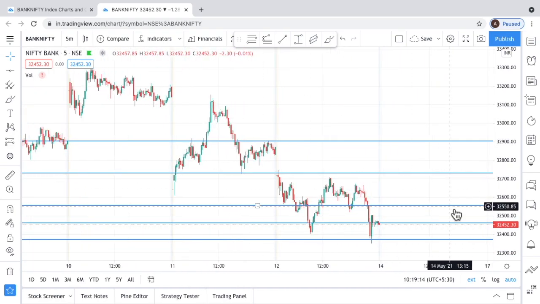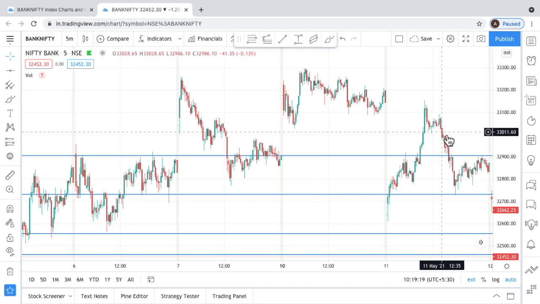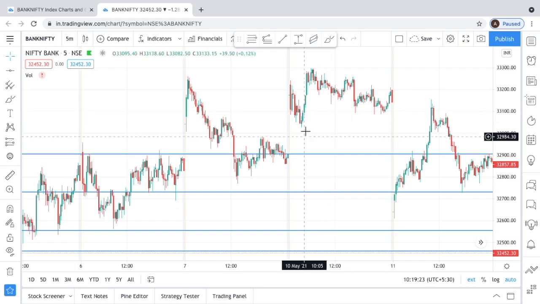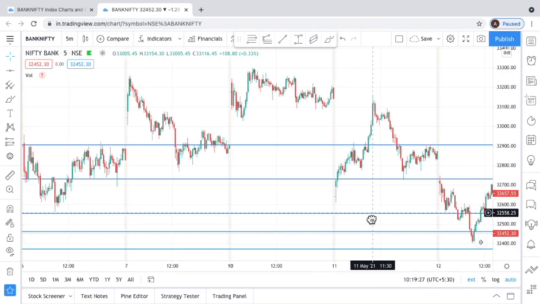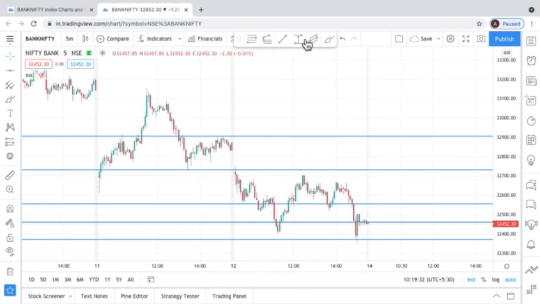Okay, so coming on 12th May, so when I was at 11th May, these are the levels that I marked. Since we were moving in a very tight range, I didn't expect a big up move or a down move, but these are the levels that I had marked. So on 12th May, we'll see what happened.